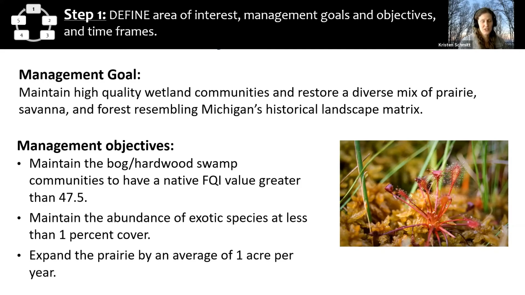Some of their more specific objectives around that: they had specific goals around maintaining the native FQI value for that bog and hardwood swamp area. They wanted to keep the abundance of exotic species at less than 1% cover. And they also had some goals related to expanding the prairie habitat. So they wanted to do some prairie restoration, expanding that habitat by 1 acre per year. So again, pretty straightforward goals and objectives here.